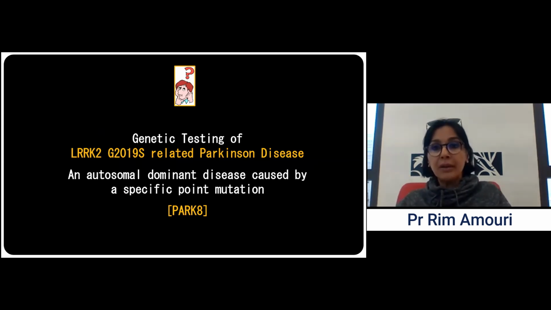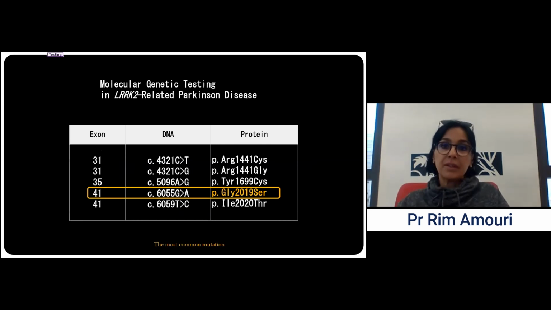Another example is LRRK2 related disease, which is an autosomal dominant disease. So the LRRK2 gene has been identified as a disease susceptibility gene for PD, with the G2019S mutation at the protein level, or 6055 G>A mutation at the DNA level, being the most frequent. And this mutation, reported in both familial and sporadic cases, occurs in the North African population and has been reported in 42% of Tunisian families, suggesting a founder haplotype in Tunisian patients.